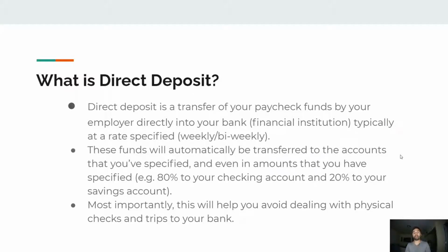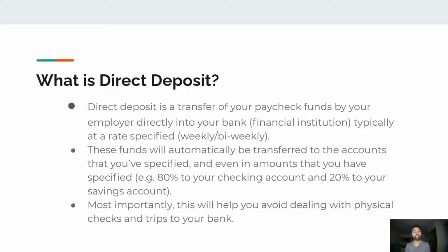So what is direct deposit? Direct deposit is a transfer of your paycheck funds by an employer directly to your bank or financial institution, typically at a rate specified, as I mentioned earlier, whether that's on a weekly basis or a bi-weekly basis, or at times even once a month.